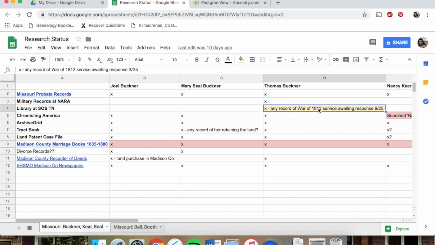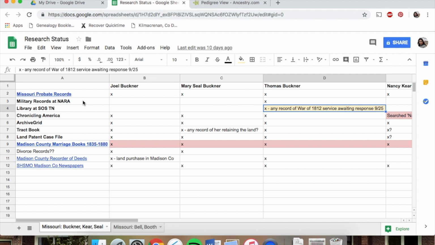Yellow I have used to indicate that something is in progress. For example, this one is a little different. For this source, I actually sent an email to the Secretary of State of Tennessee's librarian to see if they had any, well, over here it says, any record of the War of 1812 service. So yellow means that I am still awaiting a response from them.